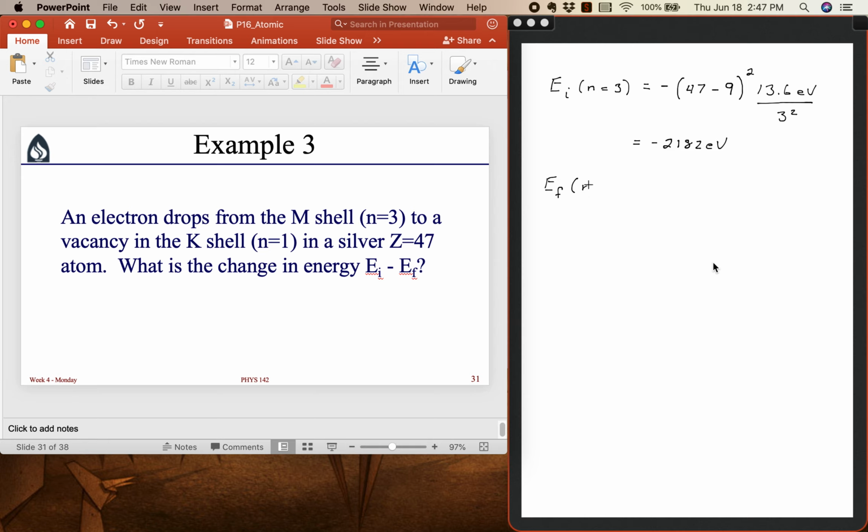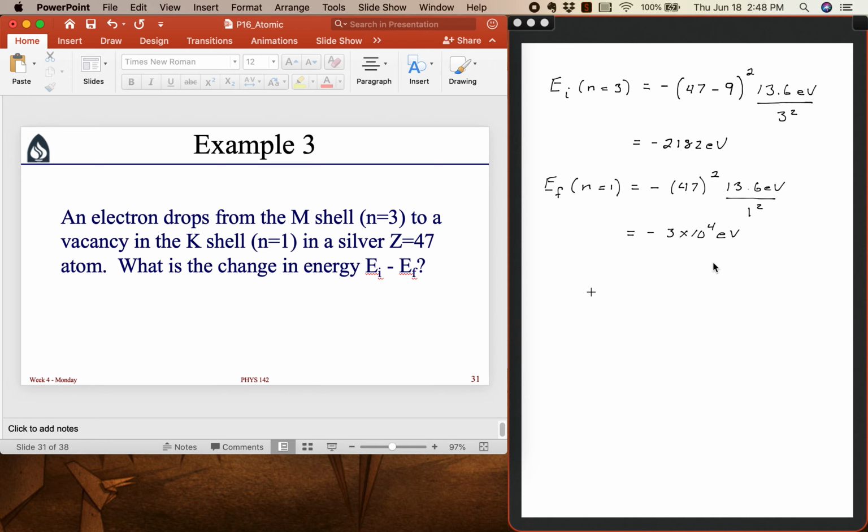Next, let's look at the final energy level. So it's jumping down to fill the vacancy in n equals 1. In this case, if you're in that first energy level, then there are no electrons beneath that are shielding. So we have 47 fundamental units of charge that the electron sees, squared, times 13.6 electron volts, and now we're in n equals 1, and that gets squared. So if we do that calculation, we find that we have a final energy of negative, and this is going to be about 3 times 10 to the 4th electron volts.